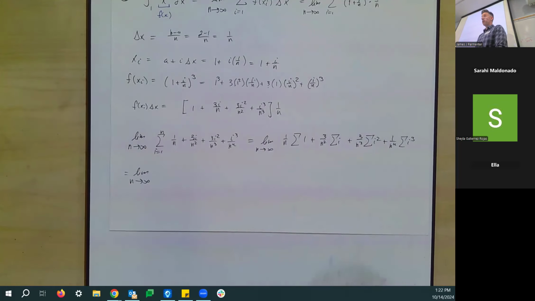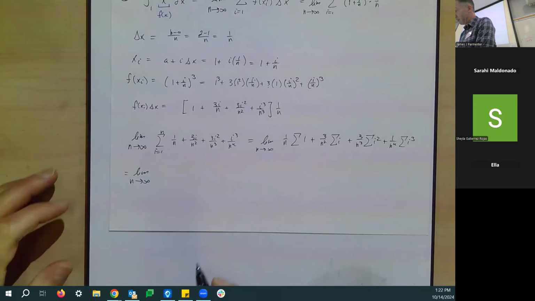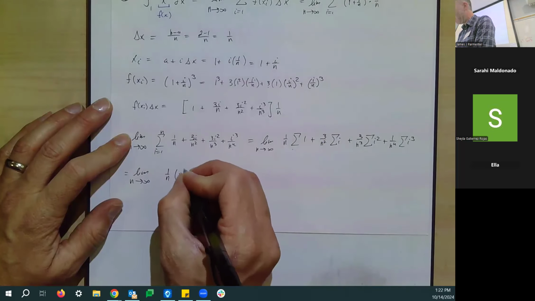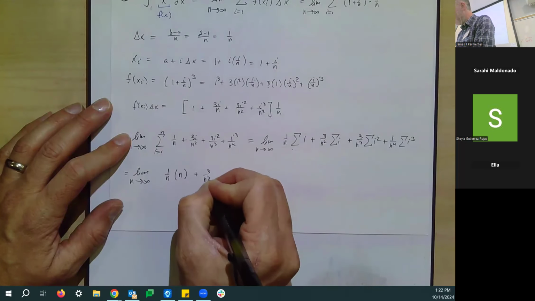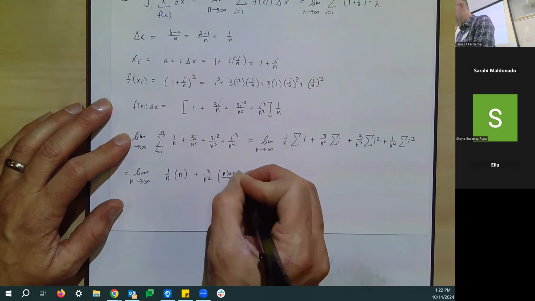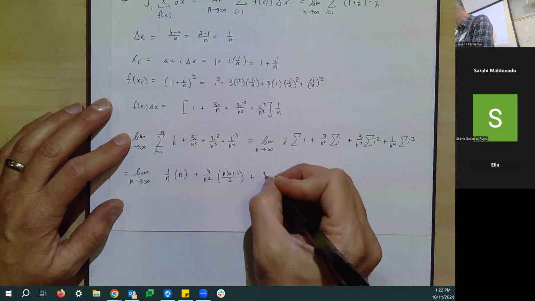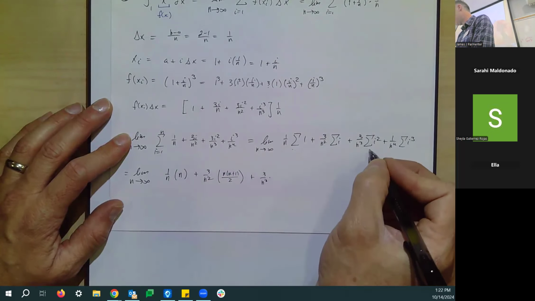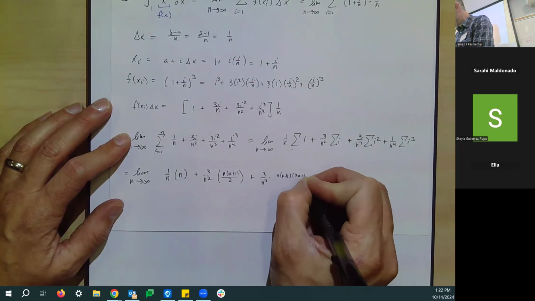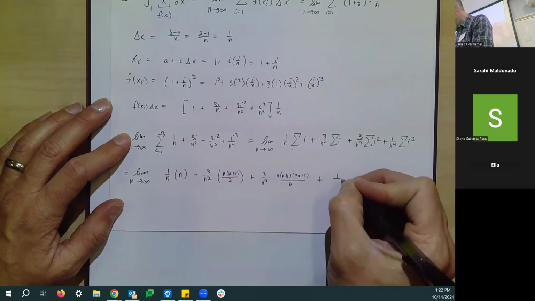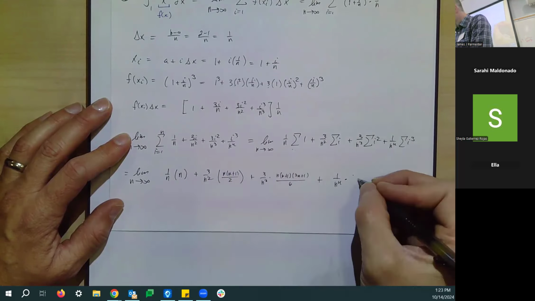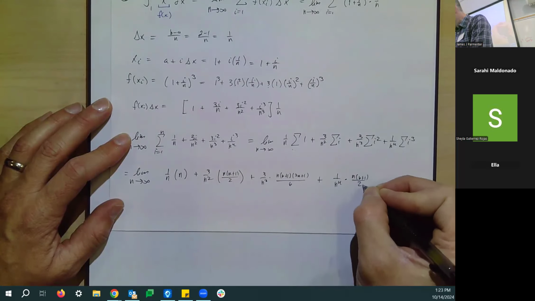Now's where we throw in the formulas for each of those summations. So it's going to be 1 over n times the sum from i equals 1 to n of 1, which is n. And the sum from i equals 1 to n of i is n times n plus 1 over 2. And 3 over n cubed times the sum from i equals 1 to n of i squared is n times n plus 1 times 2n plus 1 over 6. And finally, the last one, 1 over n to the fourth times the sum of i cubed is that one squared, n times n plus 1 over 2, squared.